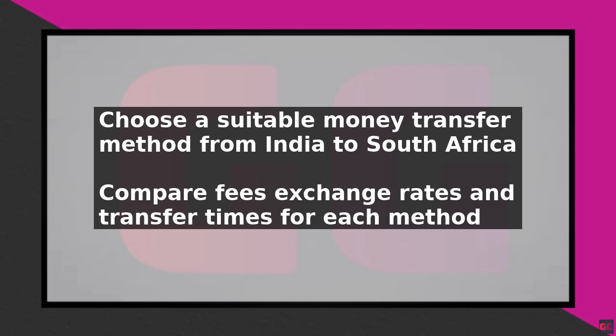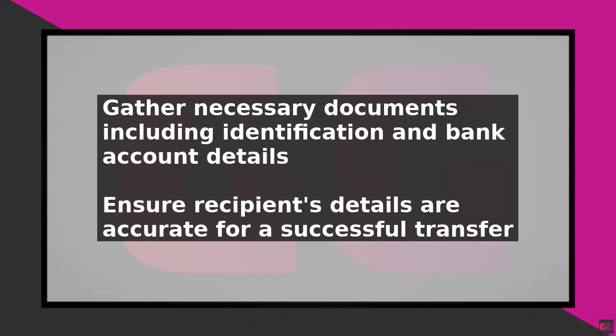Once you have selected a method, gather the necessary documents, including your identification proof, the recipient's identification proof, and their bank account details. For a bank transfer, you will need the recipient's name, bank account number, and branch code, as well as the SWIFT code of the recipient's bank.